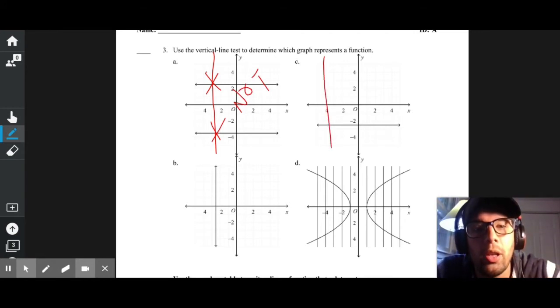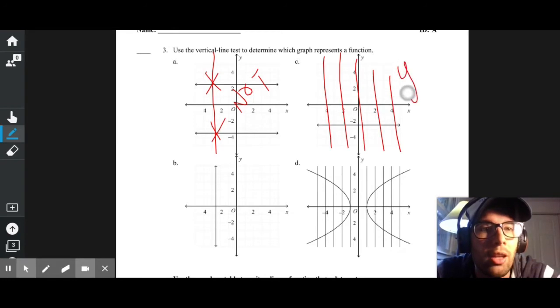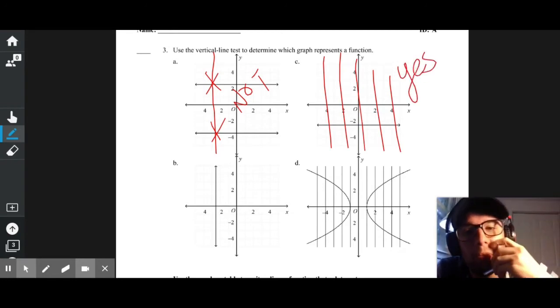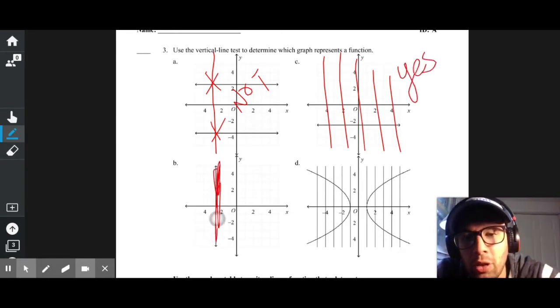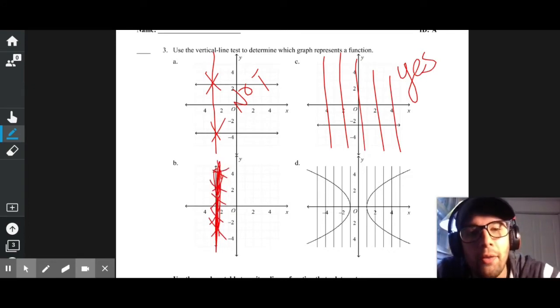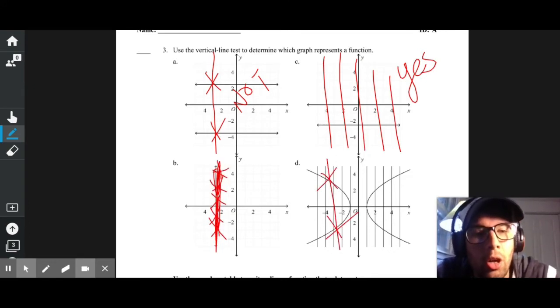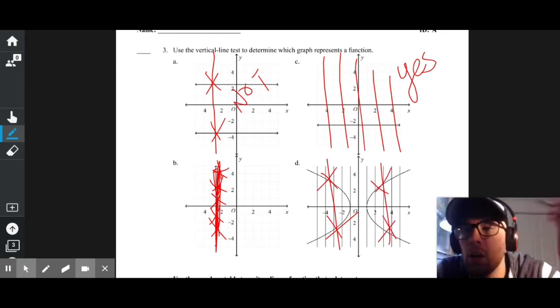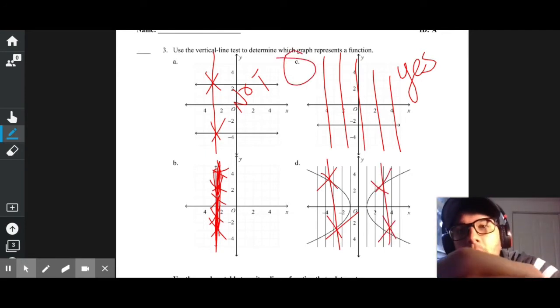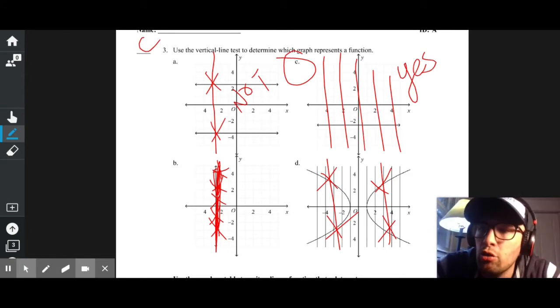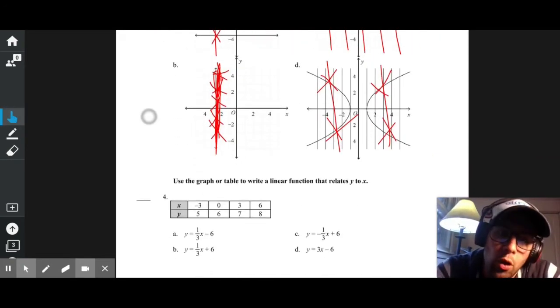Let me just draw a vertical line there. We're good. Vertical line. We're good. We're good. We're good. Ooh, looks like that is a function. But let's just make sure. That is a vertical line, so it's going to hit like 1,000 billion trillion infinity times. And a vertical line hits here twice or here twice. Pick a spot. The answer is C. Problem 3. Done do. Problem 4.